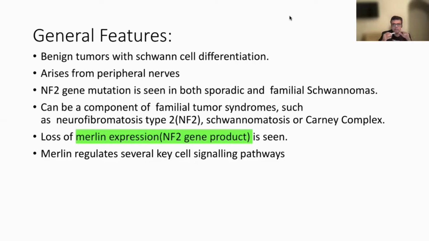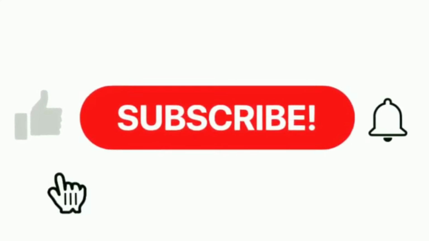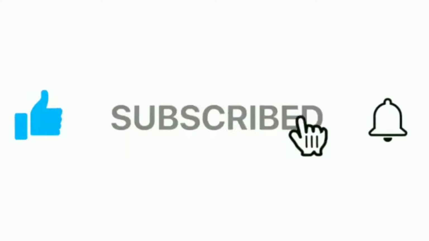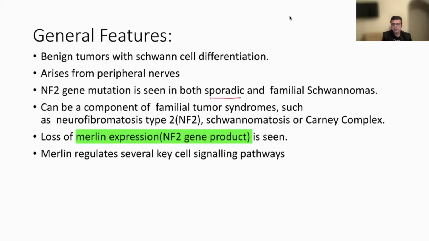NF2 gene mutation is seen in both sporadic and familial schwannomas. So you get both sporadic as well as familial schwannomas. Both are seen in clinical practice. It can be a component of a familial tumor syndrome. Very commonly, it can be associated with NF2, that is neurofibromatosis 2. Multiple schwannomas can exist, that is schwannomatosis, or it could be a part of Carney's complex, which is a kind of multisystemic tumorous condition in which you see lots of myxomas, tumors of endocrine organs, and you get schwannomas.